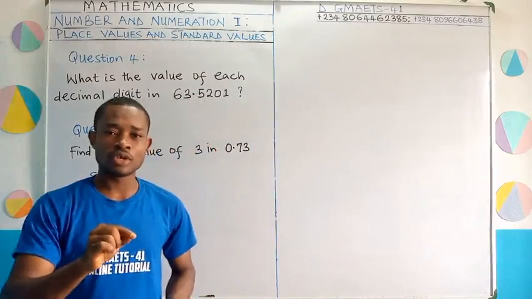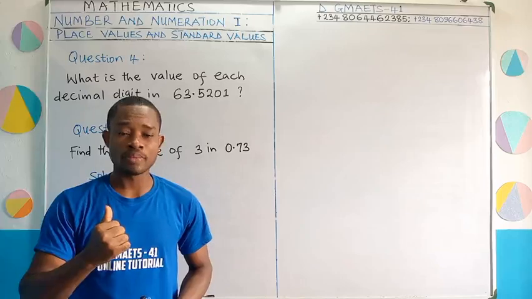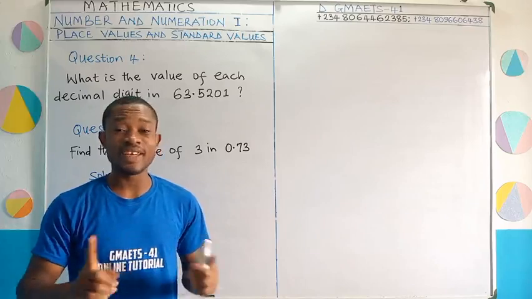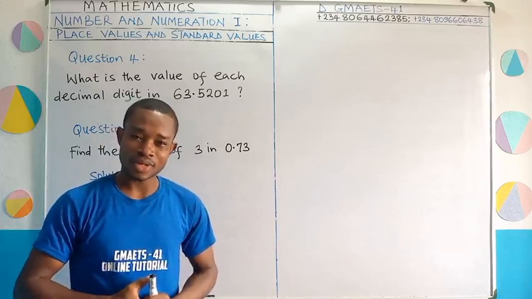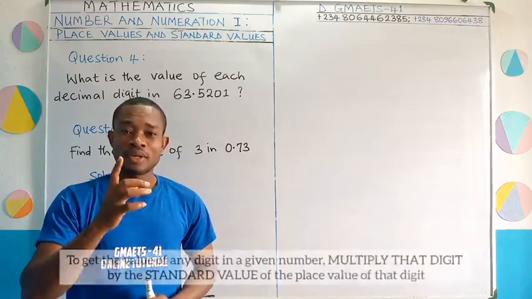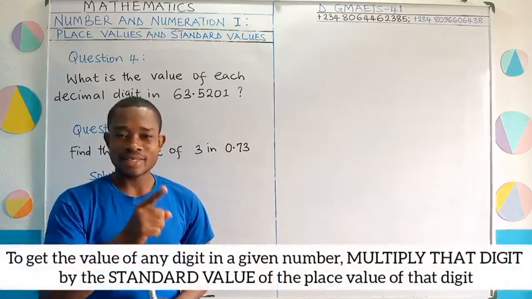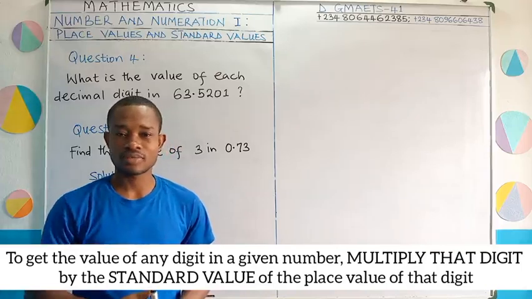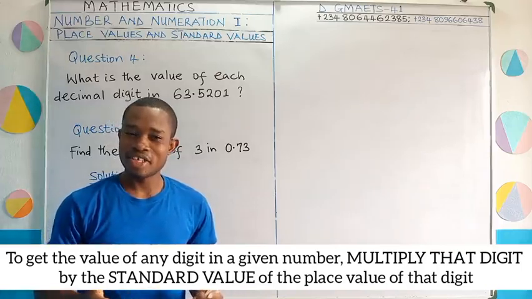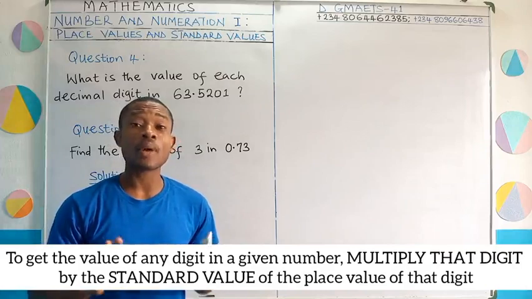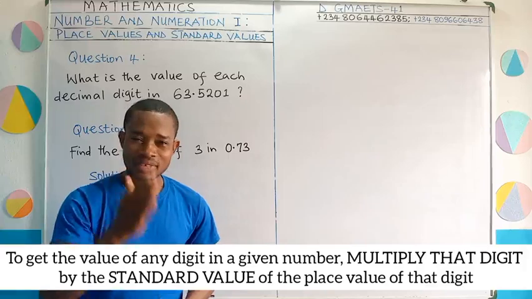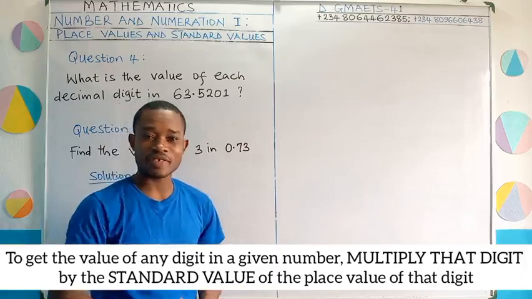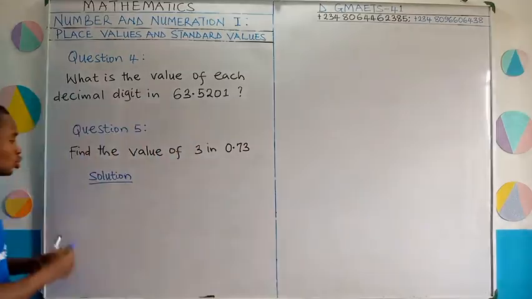This is really very simple. Remember, I have told you already, under place values and values of whole numbers, how you can get the value of any digit in any given number. What you should do is simple: multiply the digit by the standard value of the place value of that digit. So all we need here is to know the standard value of our place values, which is why that was always the first thing I started with. Let us solve these 2 questions on the board.